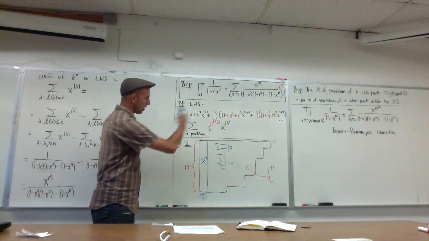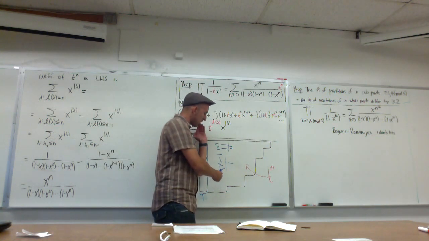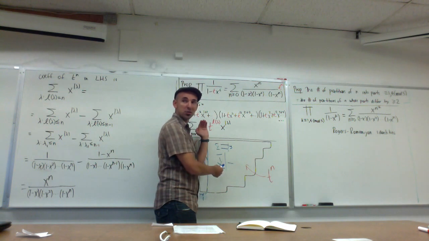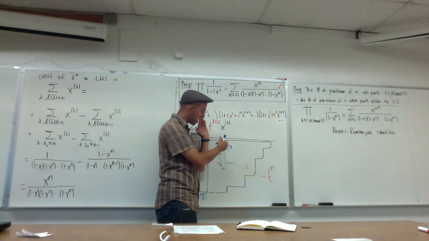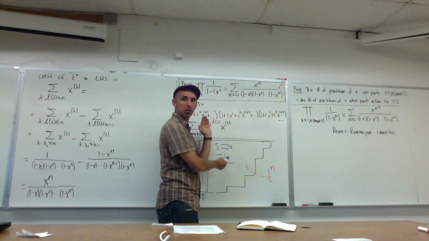Now, as I look over all the possibilities, this part of the partition, when I tilt my head like this, is going to range over all partitions into parts less than or equal to n. And we know that this is the generating function for that.